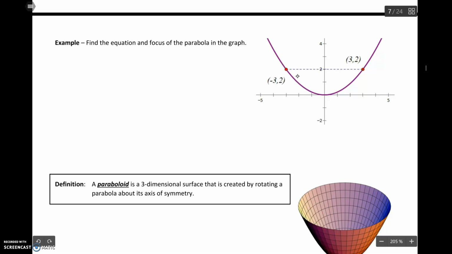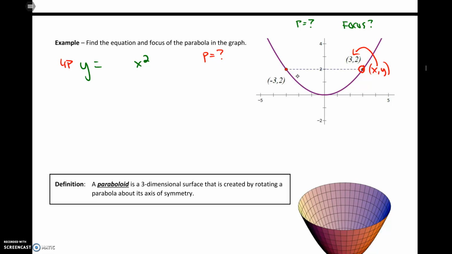Okay? So I don't know where the focus is. I don't know what the p-value is. That's what I need to find out. This parabola opens up, down. So this is a y equals x squared parabola. Where does the 4p go? On the linear term. Again, I just need to find p. That's all I need to do to get this equation. But I don't know where the focus is at all. However, I do know that this xy point on the parabola is 3, 2. So this is a point, xy, that if I plug into the equation, it should be true.